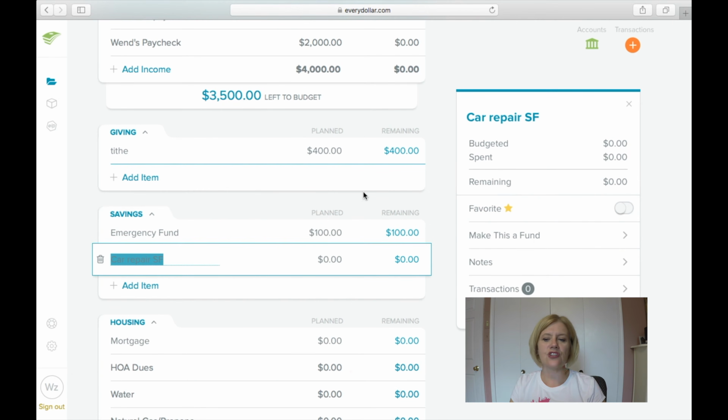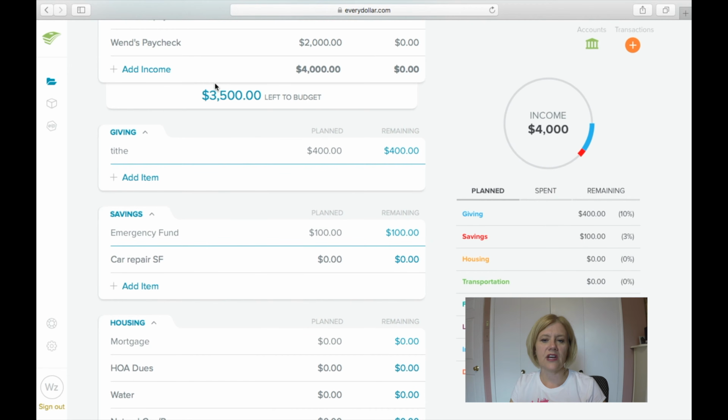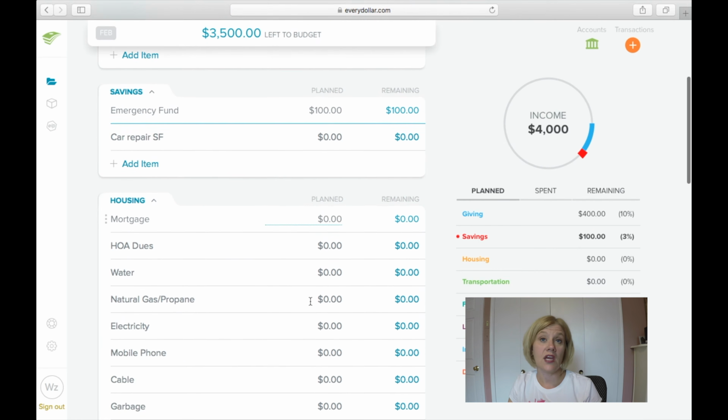Okay, so as you're adding things, it actually tells you how much you have left to budget because we're working on a zero-based budget here. So our income is $4,000. We now have our 10% for giving, and then our savings, which would be 3%. Now, if you're on baby step 1, 3, or 4, this section is going to be significantly larger.